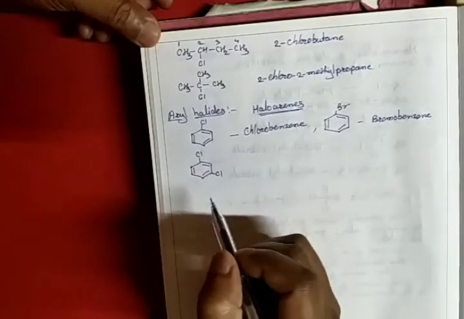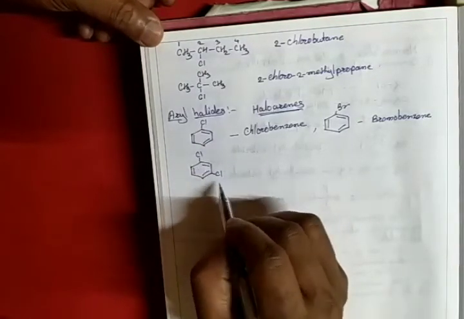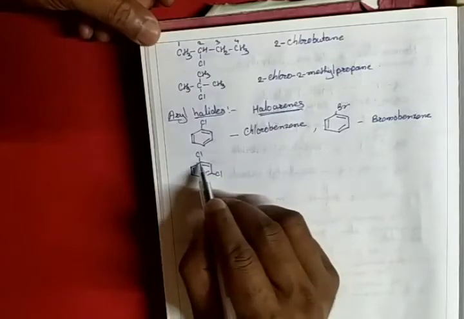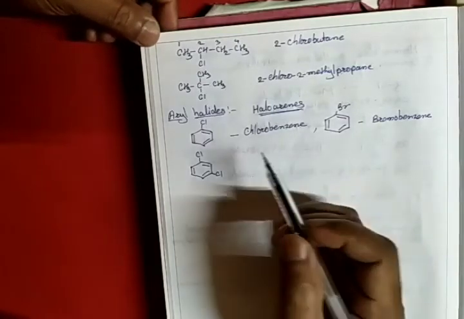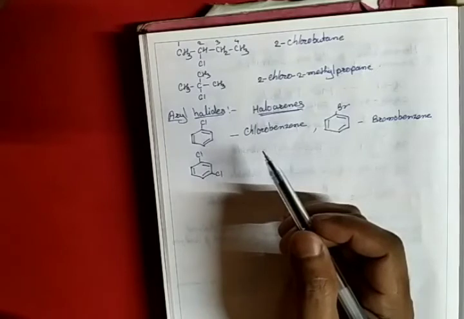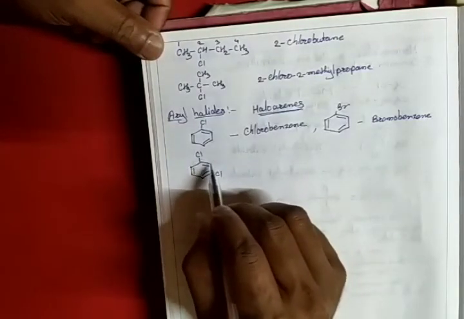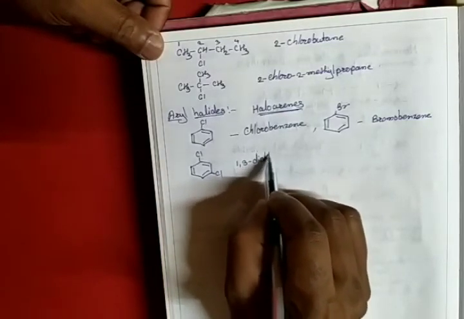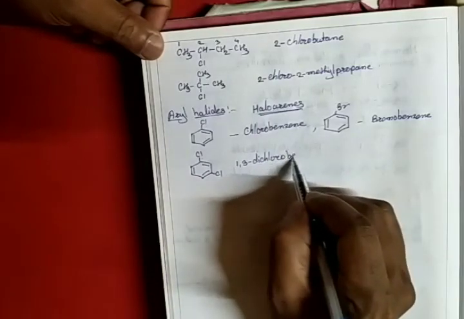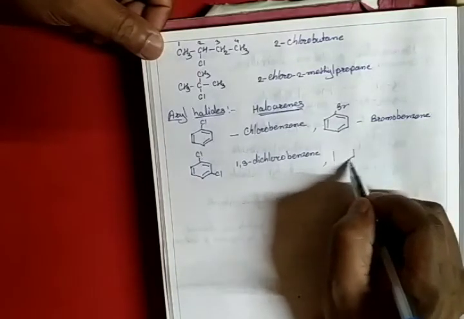Now in the case of a dihalogen derivative, we have to write the numbering here, not the ortho, para and meta positions. We don't write ortho, para, meta here. We write the position. So this is 1, 2, 3: the 1, 3 position. So 1,3-dichlorobenzene.